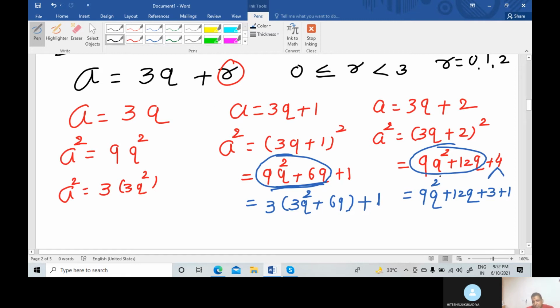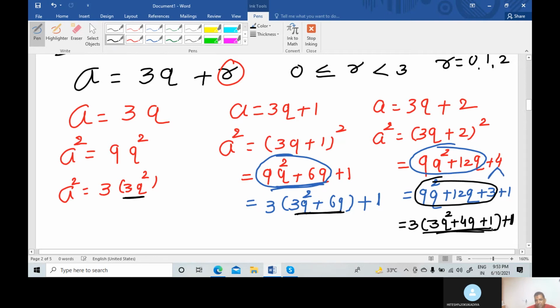Now take common the first 3 terms. Only 3 is common. So 3q square, 3 times 4 is 12, and here 3 times 1 is 3, and plus 1 is your remainder. Now in each and every bracket we can place m for some integer.